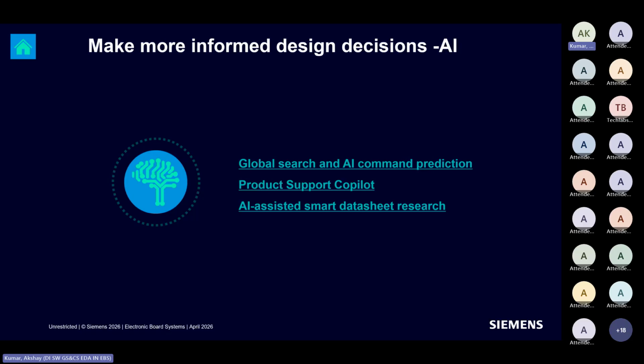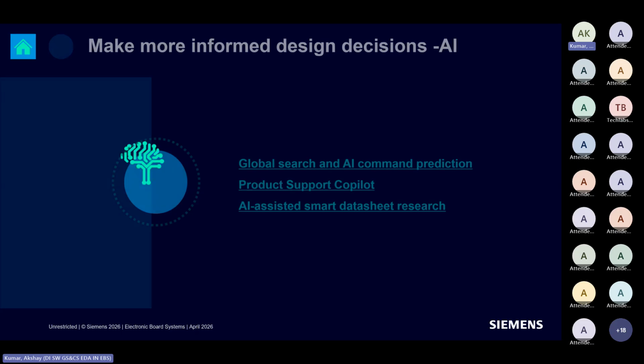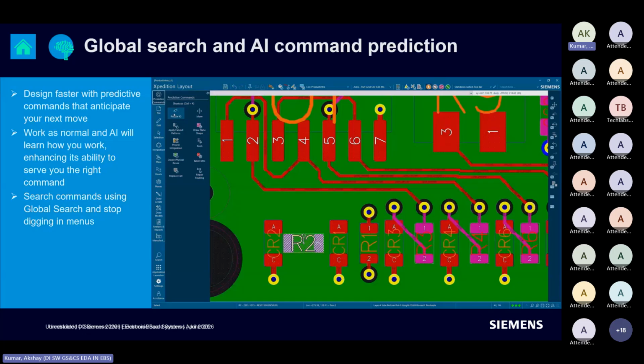Now let's quickly talk about the AI capabilities, so that you will be more informed and can take the right decision on what to choose and when to choose. In AI, we have three different key capabilities. One is the global search and command prediction. Second is the product support Copilot, which is now integrated with the tool. And then AI assistant smart data sheet results. So what you will get, let's say, in the global search and AI command.